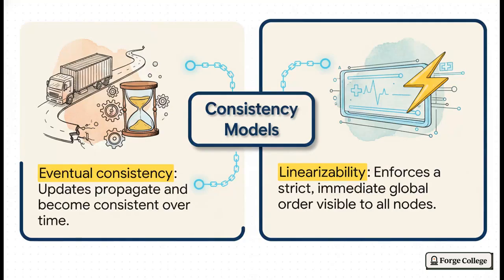But the question is, how fast do we actually agree? We've got eventual consistency, which is kind of like a physical delivery truck losing cell service for an hour. You know the system will eventually catch up and the world definitely isn't going to end. But on the flip side, you have linearizability. This is a strict, immediate global order. You absolutely need this for something like a clinical legal timeline, where knowing the exact millisecond a patient's chart was updated could literally be the difference between a saved life and a massive lawsuit.